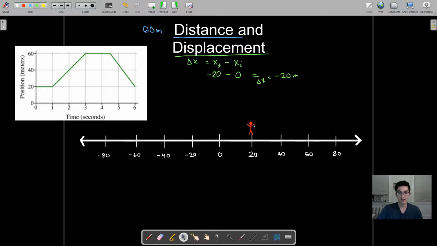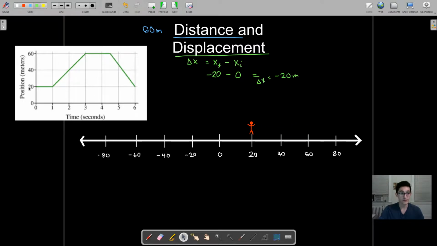So he chills at 20 for a second, and then over the course of 2 seconds, he zooms over to 60 meters. And then for another second and a half, from 3 seconds to 4.5 seconds, he just chills at 60 meters. You see how his position according to this graph is still 60? Anytime we have a flat line in a position versus time graph, we know that our object is not moving. And then from 4.5 seconds to 6 seconds, he wheels it back over to a position of 20 meters, okay?